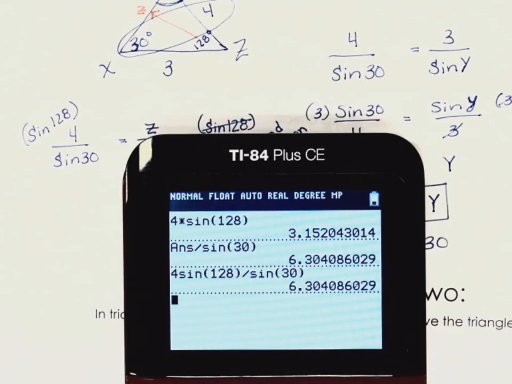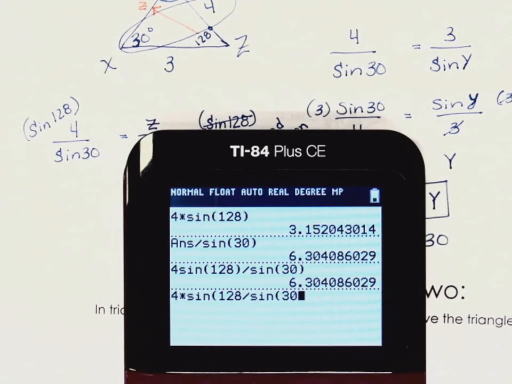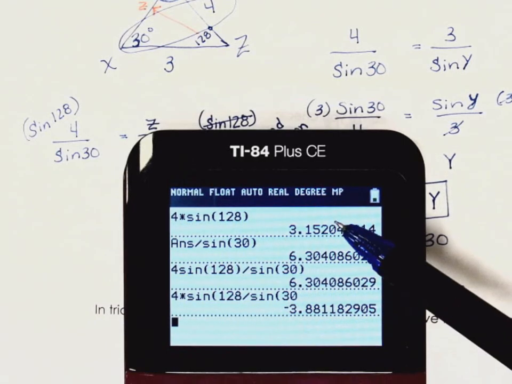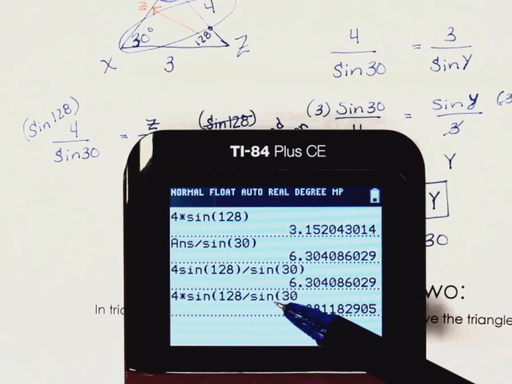For me, I don't have to put brackets on mine. Really? Yeah, crazy town. I can go sine of 128 times 4 equals 3.15 whatever, and divided by sine 30. So you're hitting the equal sign. What happens though, if you do 4 times sine of 128, leave that bracket open and then divide by sine of 30? I'm going to get a completely different answer. But pressing equal, you're fine. That's what I did for these two lines. It's because it's trying to take 128, divide it by sine of 30, and then doing sine of that.